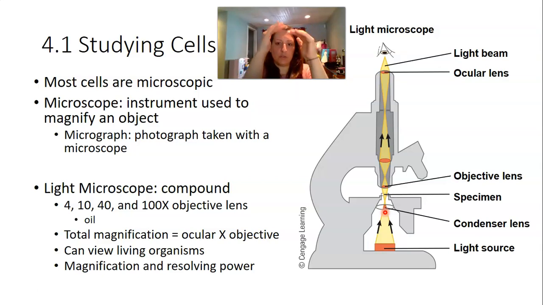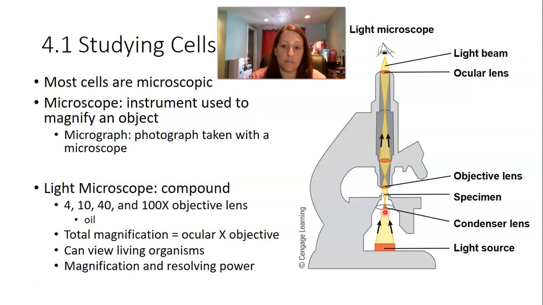Then that light passes through the specimen, and it's going to be collected through the objective lens. And light gets bent as it moves through these lenses, eventually making its way up to your eye. Okay? The benefit of using basic light microscopy is that you can view living organisms. You can view dead stuff too. You can view stained stuff.